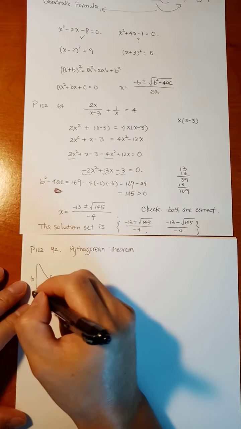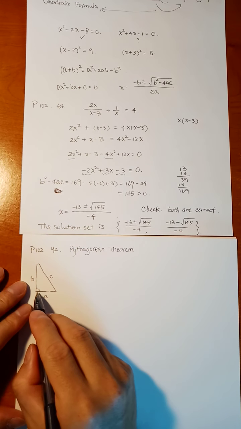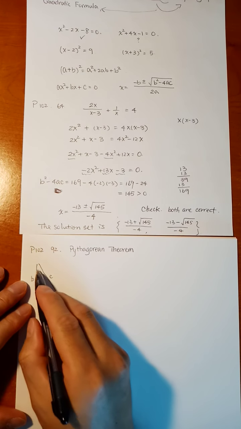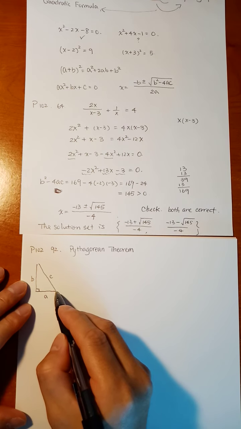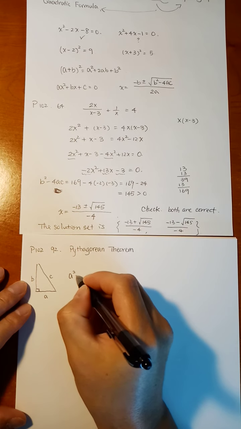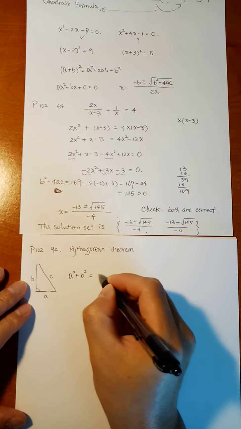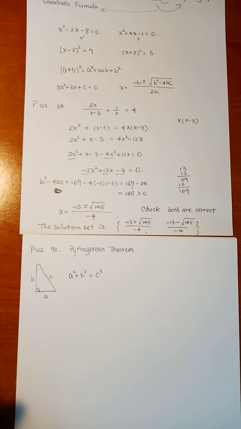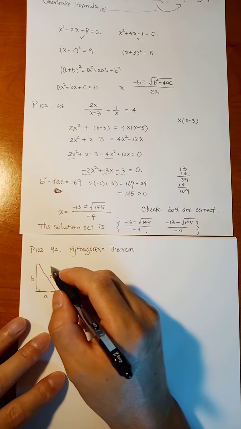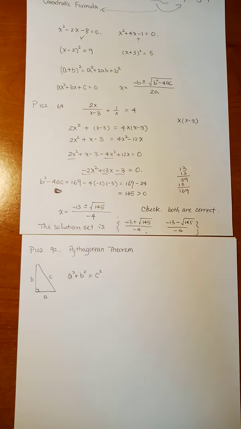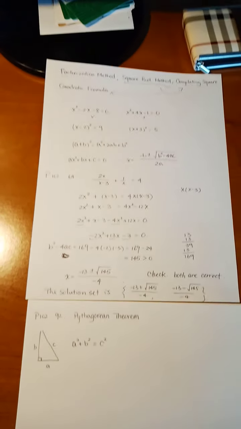Pythagorean theorem says if you have a right triangle, this degree is 90 degrees. The right angle has two legs. This is the opposite side. Then the Pythagorean theorem says a squared plus b squared is equal to c squared. This is the Pythagorean theorem. And the problem 92 says, let me rotate my camera.